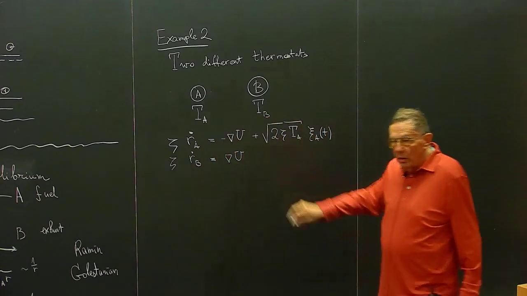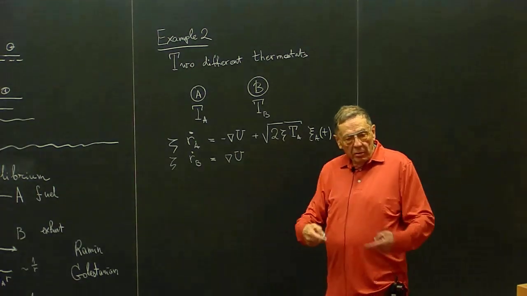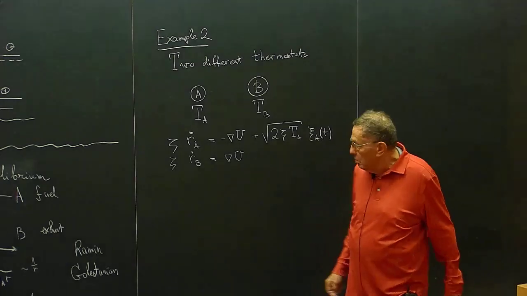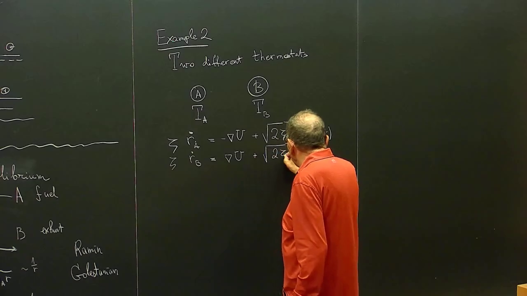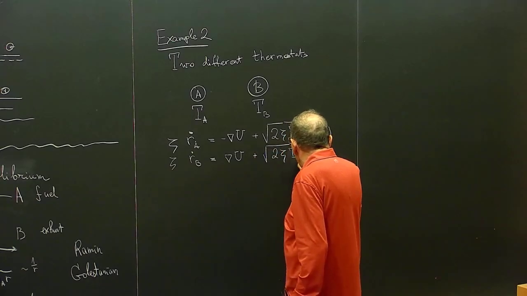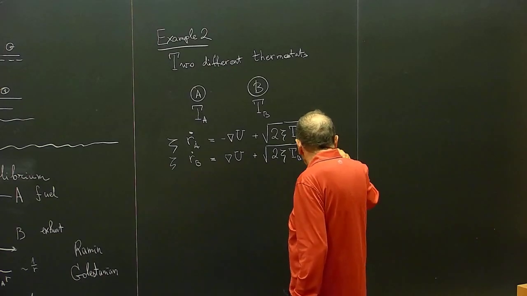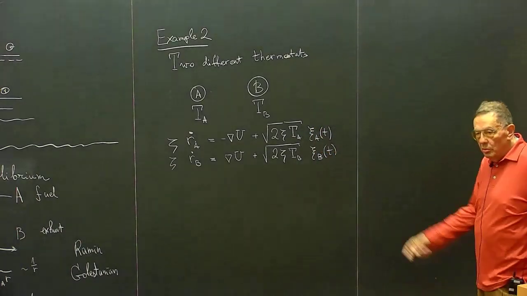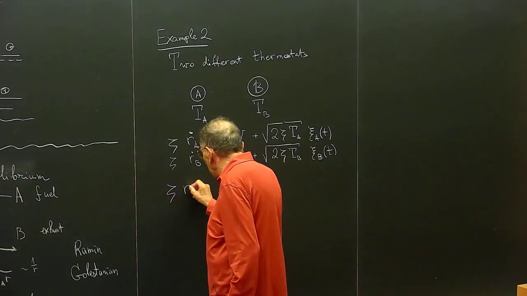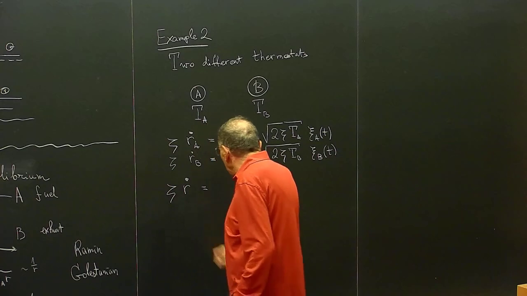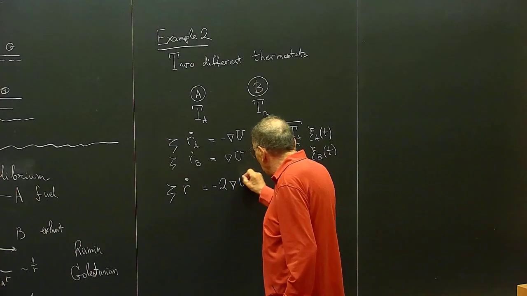This is now not minus but plus gradient U, because it's the opposite force. They interact, but it's the same force acting in a different direction. So square root of 2 zeta TB. And there is another statistically independent Langevin force. Okay, now subtract one from the other. So you see that the distance between them satisfies now minus 2 grad U.